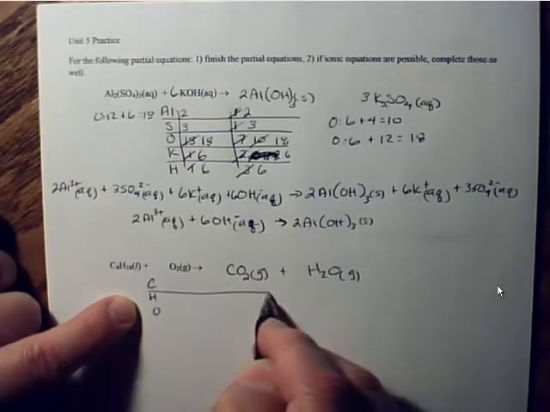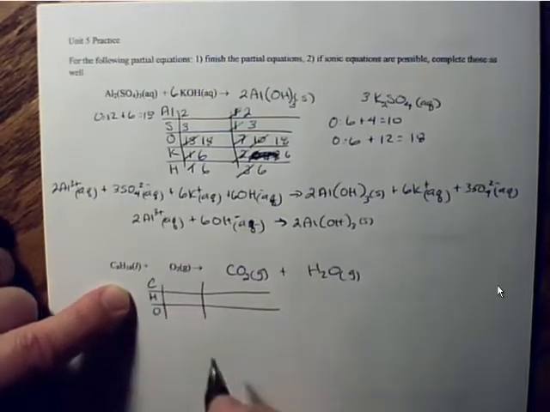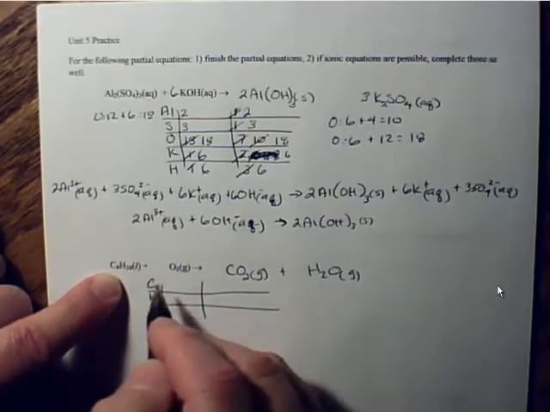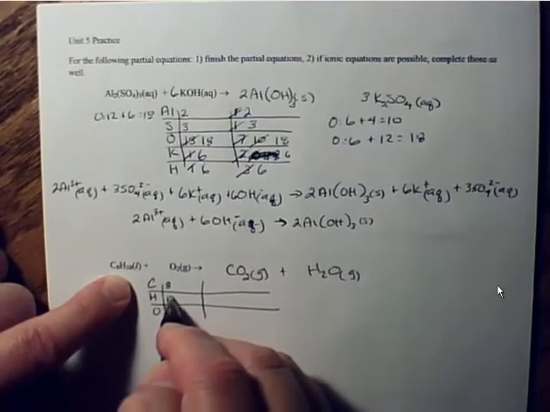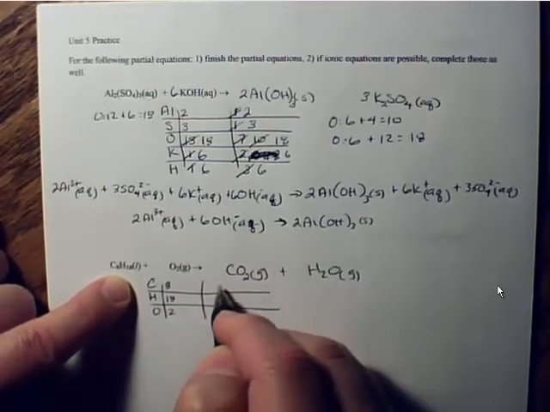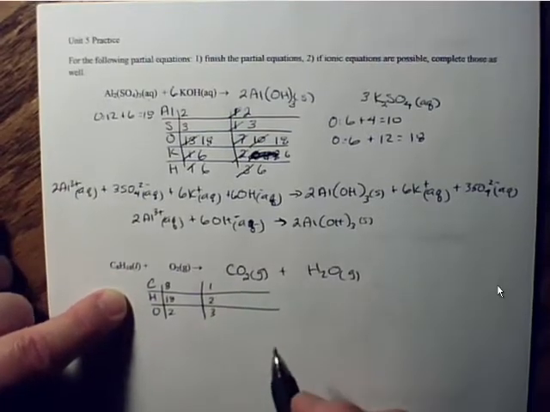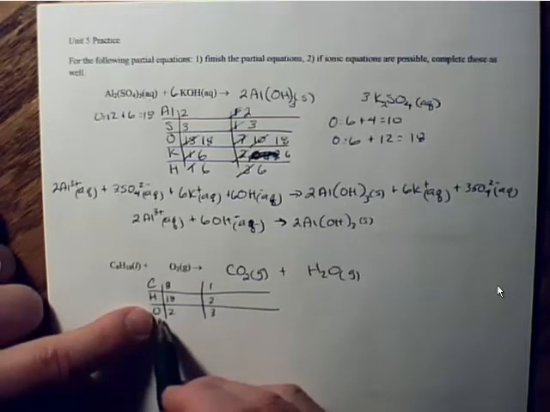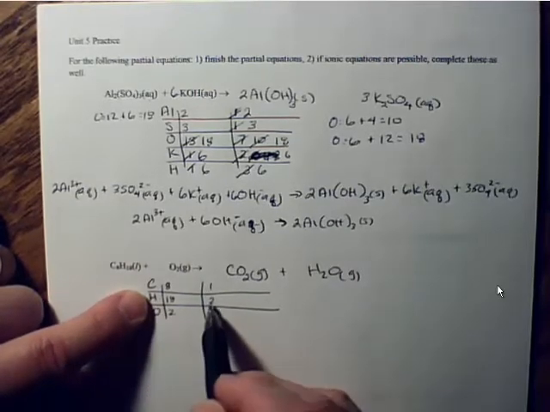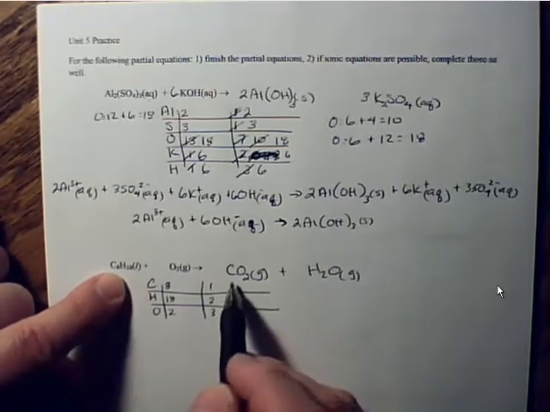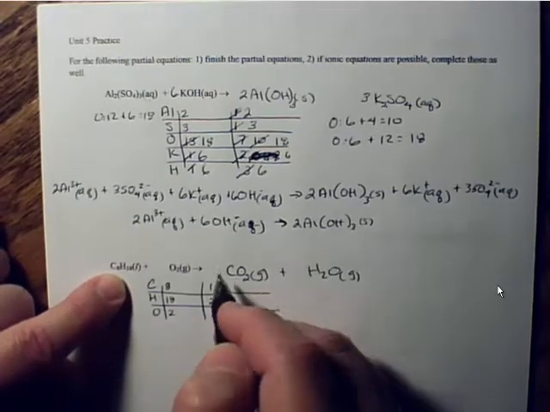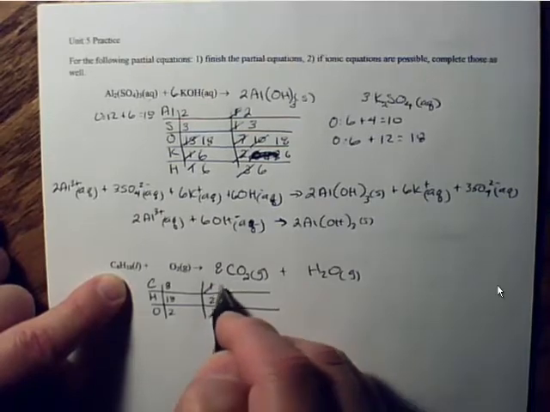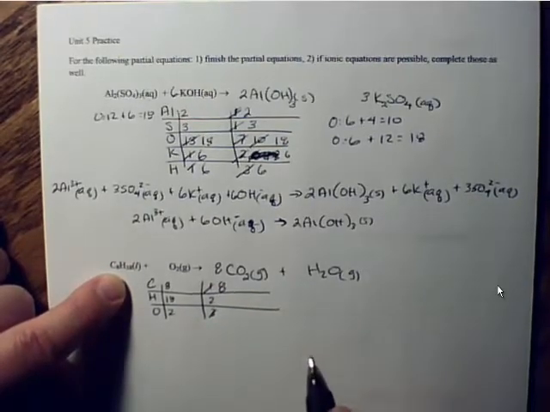CH and O. I probably didn't leave myself enough room over here because this is going to be kind of complex, I know. 8 carbons, 18 hydrogens, 2 oxygens. I've got 1, 2, and 3 carbons, hydrogens, oxygens on that side. All right, we're going to start by trying to get 8 carbons. Remember, we're saving oxygen for last, hydrogen for next to last. So to get 8 carbons over here, we need to put a coefficient 8 here. That's going to change the number of carbons and oxygens. So I've got 8 carbons.